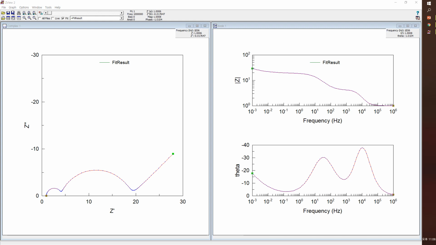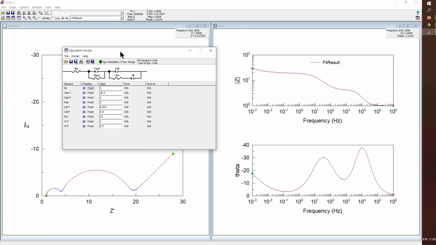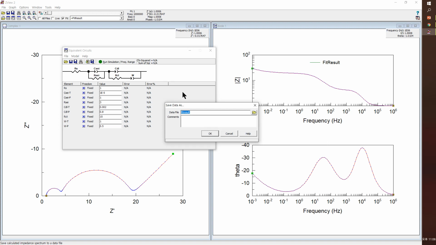I'd like to save this data to the data file. So again, click the equivalent circuit model window, and then here is the save data button. Click the save data button, and then you should find some location.